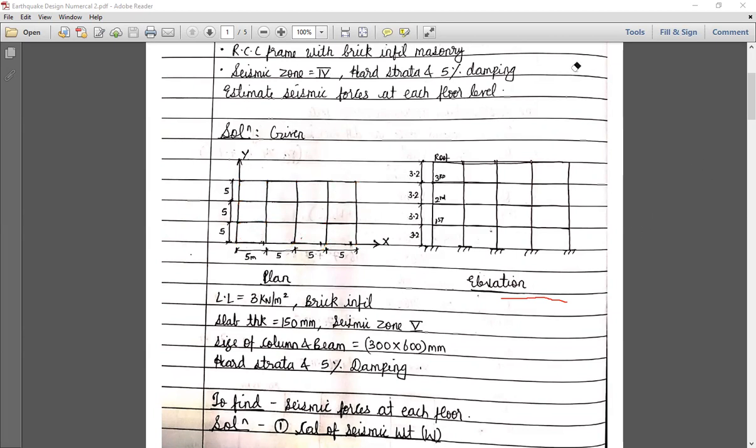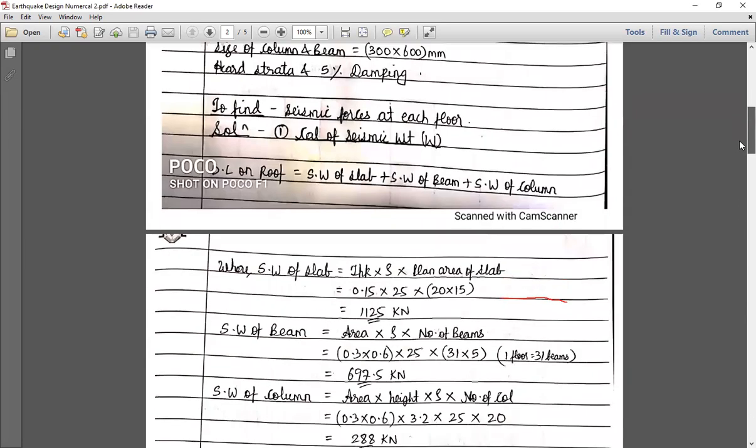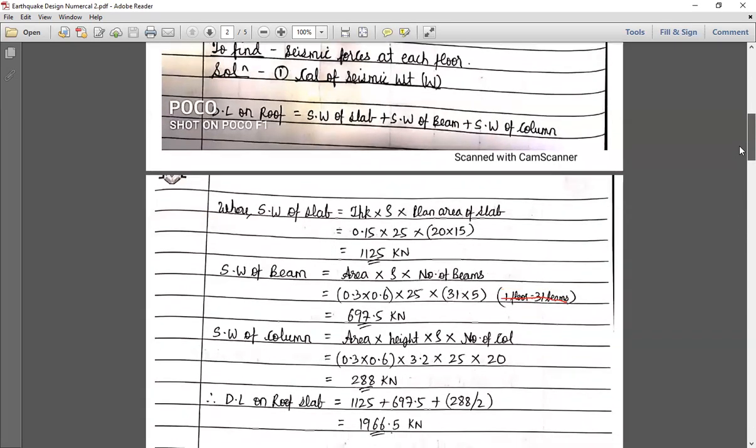So now we have to find out the self weight of the columns also. So this is coming out to be 288 kilonewton. So now the total dead load on the roof will become the summation of all these things, slab plus beam plus column. Okay, so total dead load on the roof, self weight of the slab कितना है 1125, beam कितना है 697. So now here pay attention, for the self weight of the column we will not consider the entire self weight of the column on the roof.